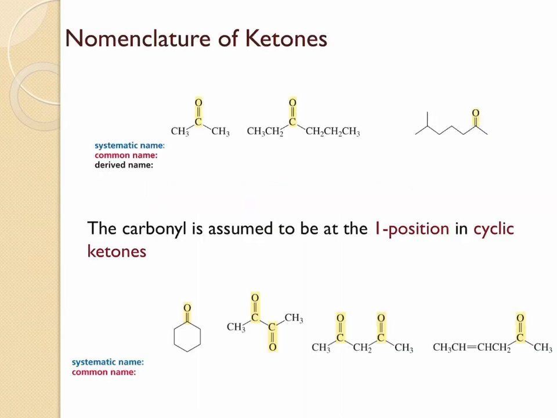Nomenclature of ketones. Ketones can be classified under two different heads. The symmetrical ketones are going to have exactly the same R on both sides of the carbonyl group. The unsymmetrical ketones are going to have different R's. Let's take the first example. The simplest ketone that you can have is propanone, which has 3 carbons. This is the simplest ketone you can have.